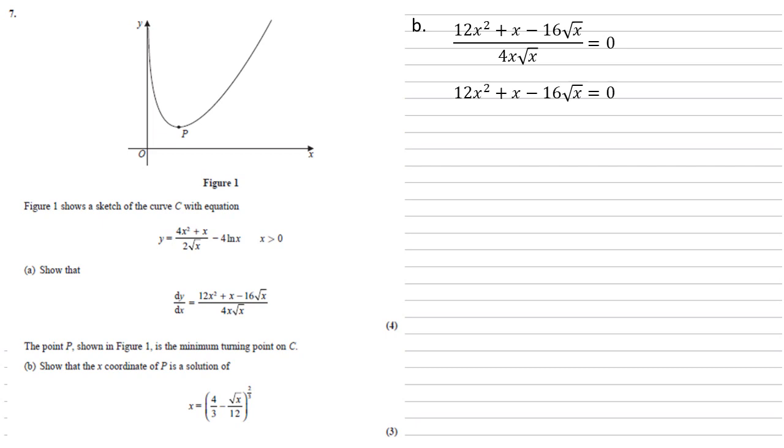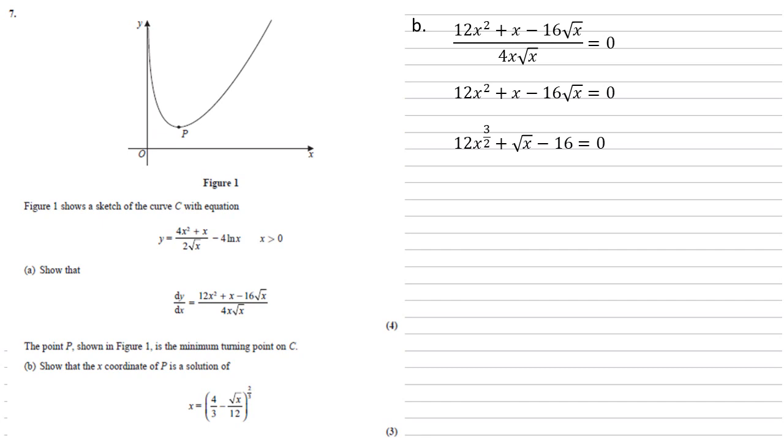Multiplying by the bottom gives us that 12x squared plus x minus 16 root x equals 0. Now to turn this into a formula like the one we're looking at, we can see that in the formula x only appears in 2 places, while we've got it in 3 places. So if we divide by root x, we end up with an equation with x in only 2 places. So we end up with 12x to the 3 over 2 plus root x minus 16.